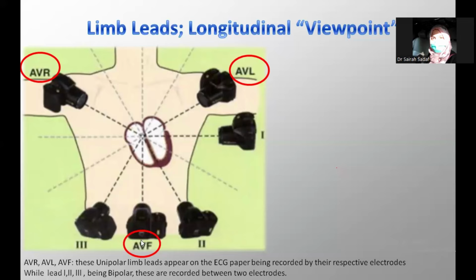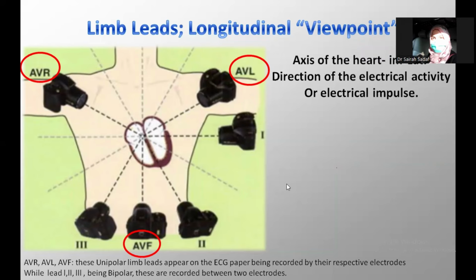AVF is recorded by the electrode that is placed on the foot. F for foot, inferior foot. So I think this is very easy to remember or memorize. Now, lead 1, 2, and 3, these are bipolar. These are recorded between the two electrodes. When the electrical impulse is moving from right to left, it is recorded here. When it goes down here, it is recorded here. And when the electrical impulse is going down inferiorly, it is recorded here. So lead 1, 2, and 3 are generated.